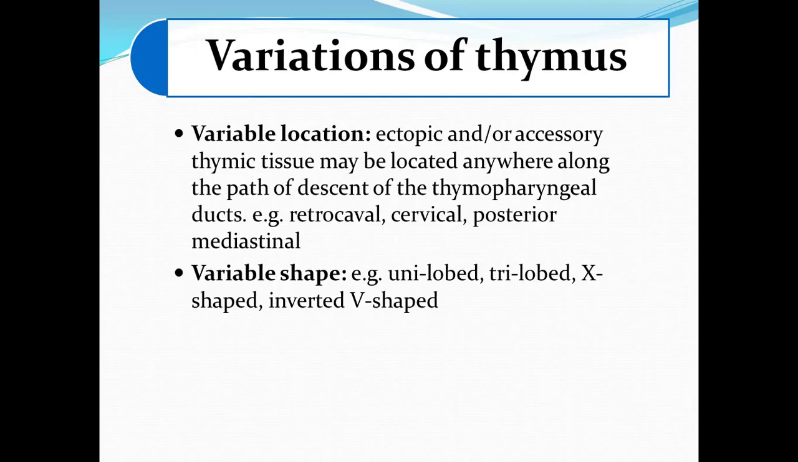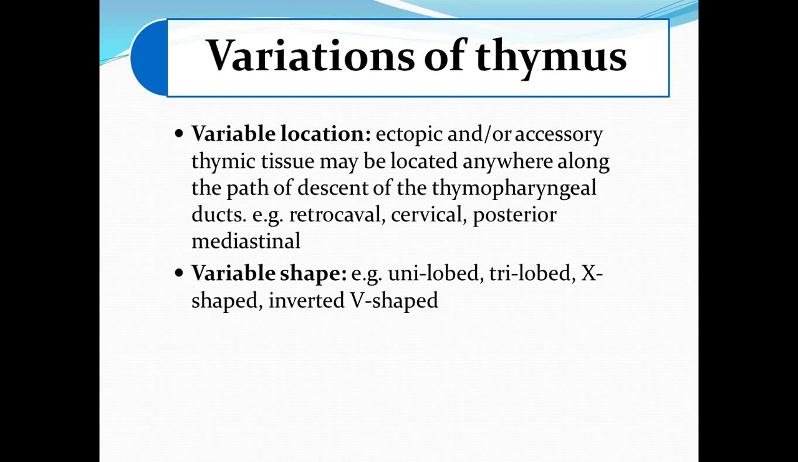The variations of the thymus include variable locations and variable shapes. We know the normal location. So the variable location is that it can be located anywhere along the path of descent of the thymopharyngeal duct. For example, retrocaval, posterior to the vena cava, cervical, and posterior mediastinum.